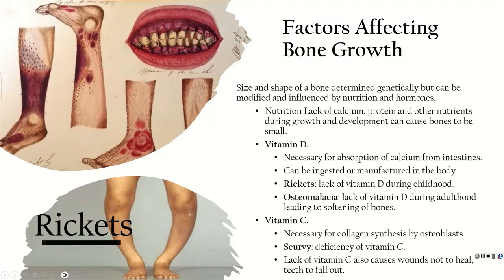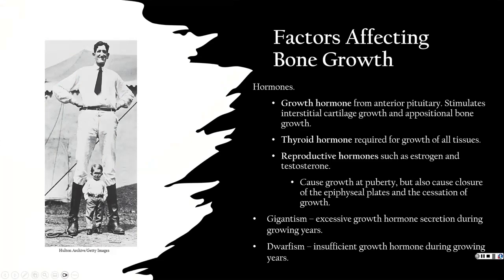So these are two examples. There are more, but these are two reasons why we need vitamin D and C. If you remember from our chapter 2, vitamin D is a fat-soluble vitamin and vitamin C is water-soluble. So these are both vitally important. Another example of things that affect bone growth is obviously hormones, like growth hormone, which really comes from the anterior pituitary gland. And this is stimulating that interstitial cartilage growth, right, at the epiphyseal plate there, creating that appositional bone growth. And then, of course, thyroid hormone that causes growth in all tissues.